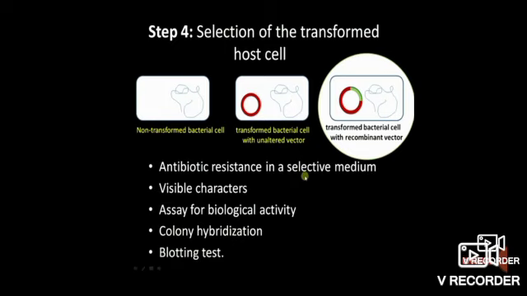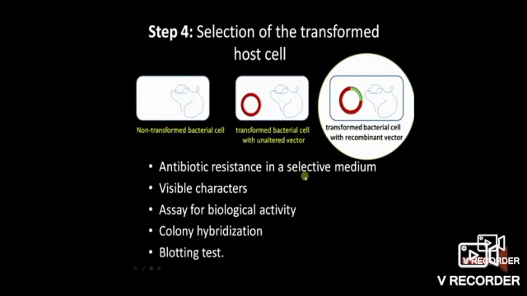Now the vector is there. The second one, the vector is there. The cell has transformed but without our gene. And the third one, finally, the transformed bacterial cell with recombinant vector. So this is the one which we want. This is the cell that we need to take, and this is the colony we need to select, and we need to select these particular colonies from the rest. The majority of colonies belong to these first 2 groups. There are different ways by which we could select the third category.